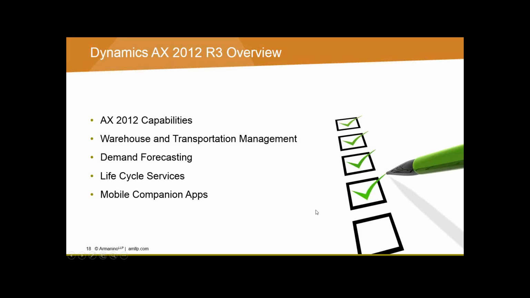Look at some new demand forecasting capabilities in R3, and a brand new product called Lifecycle Services, which helps not only during the implementation phase, but also throughout your entire life cycle: implementation, steady state, and then upgrade and maintenance of the application. And then also talk about the new mobile companion apps, as Todd mentioned with our device and service strategy, giving you AX applications that you can use in a touch format, and certainly use mobile, so it's any touch, anywhere.